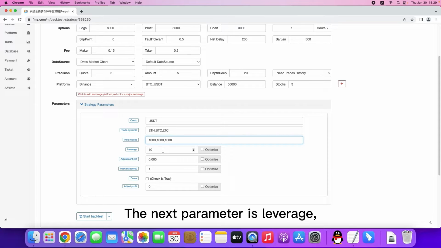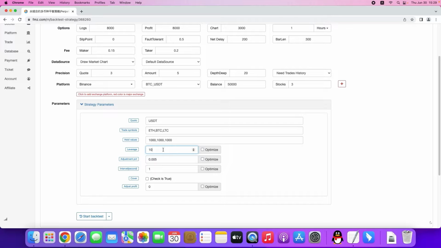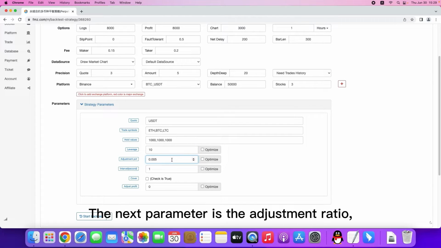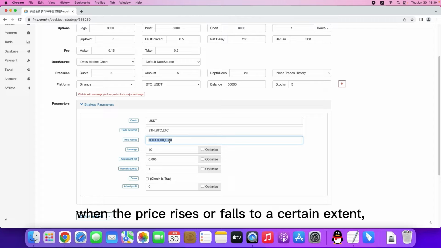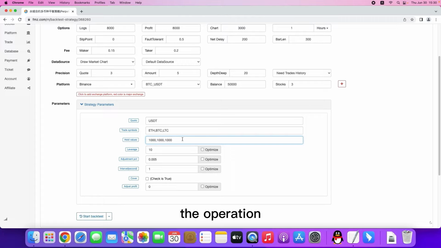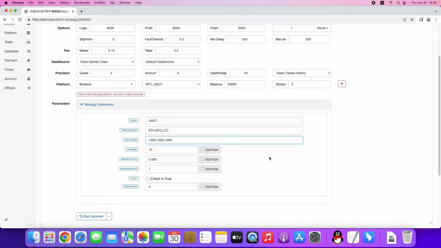The next parameter is leverage, which is used to set the exchange leverage. Generally speaking, we can use 10 times leverage. The next parameter is adjustment ratio. That is, as we just mentioned, when the price rises or falls to a certain extent, the operation of closing long positions or filling long positions needs to be carried out.